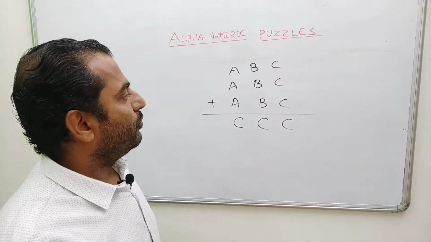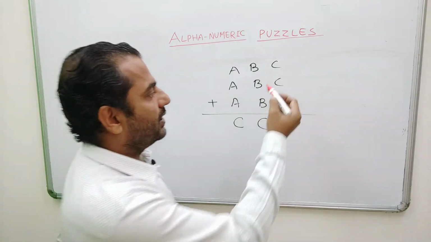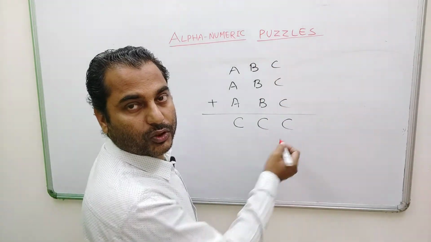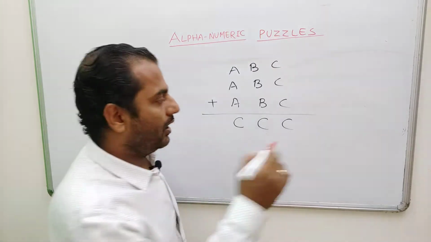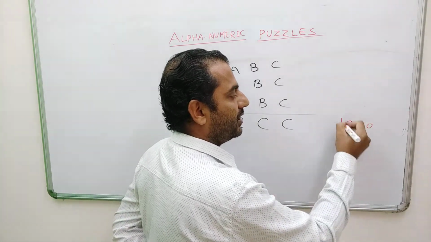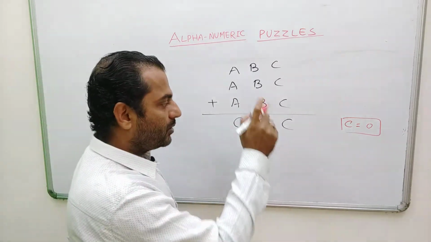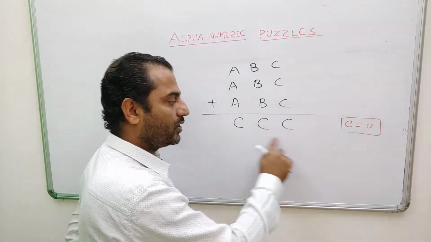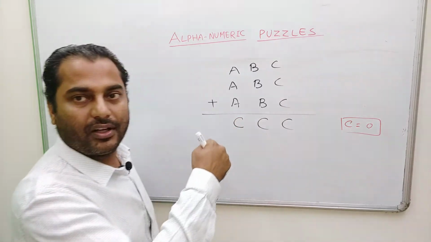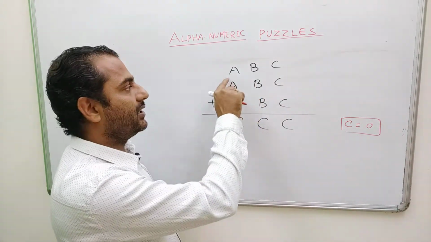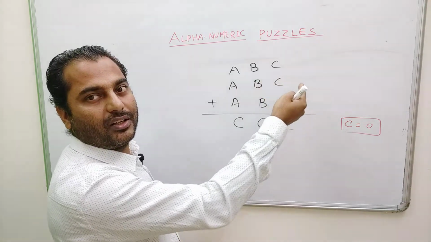So let's begin. What is the answer to this question? Now look at this, C plus C plus C, 3 times, the result is C. So what are the possible values of C? Obviously the first thing that comes to my mind is 0. 0 has this property, 0 plus 0 plus 0 will give me 0. But the problem with that is the entire result will be 0, and if the entire result is 0, it means each and every number is 0. And in that case, A will be equal to B equal to C, which is not possible.